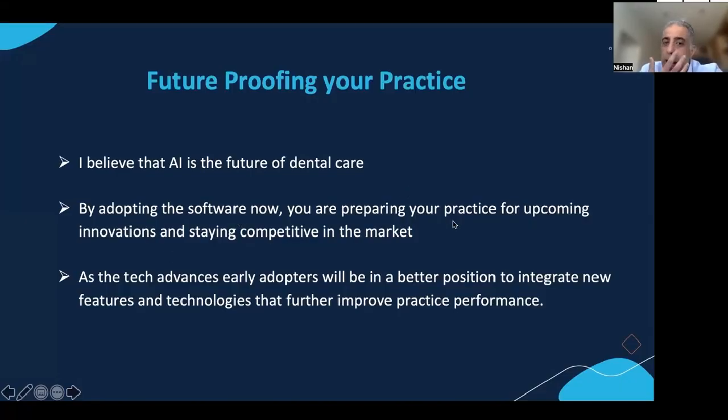Adopting the software now helps you prepare your practice for the future and future innovations, allowing you to stay competitive in the market. As the technology advances, I feel early adopters will be in a better position to integrate new features and technologies further, which will improve the practice's performance.